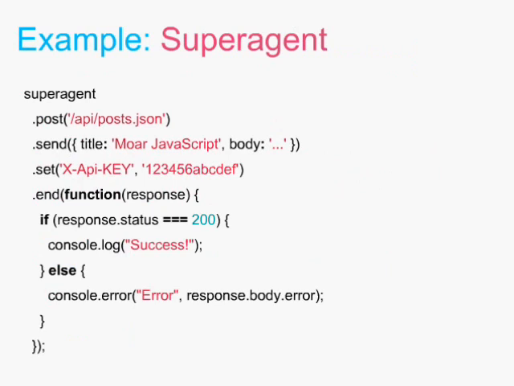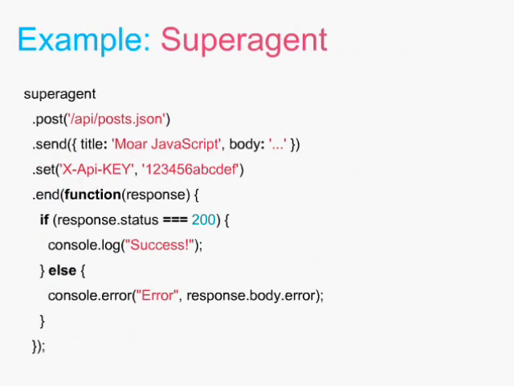in this code example, it's saying superagent.post, so it's making a post request to a certain resource. .send passes in some request data. .set will set an API key. .end will actually send the request and accept a callback. The callback takes a response object, and in that response object you can access response.status, response.body, different things. The cool thing about this library is that the same code will work the same way on the client and the server.